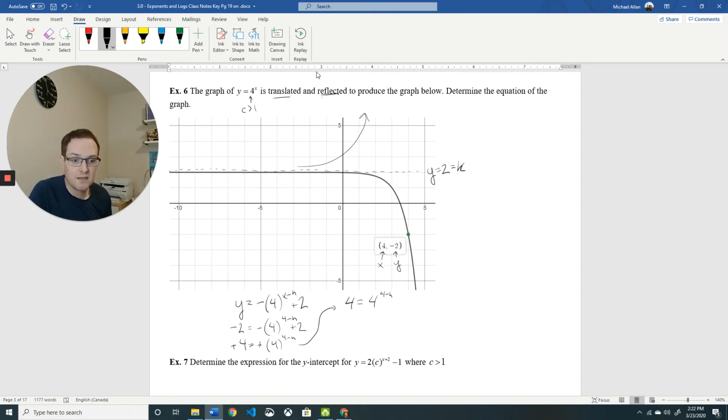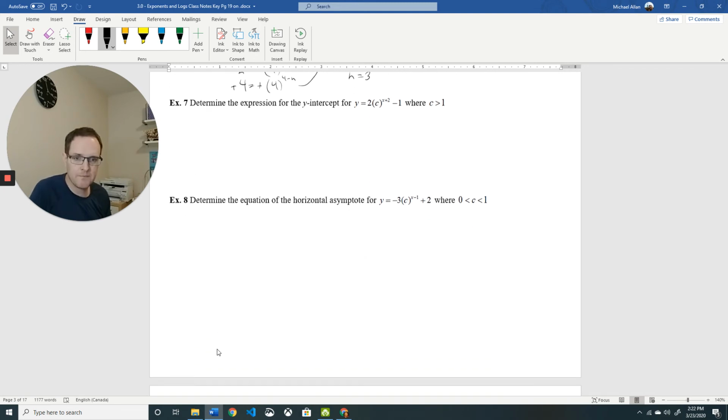Because they both have the same base, that means their exponents have to be the same. So the exponent on the 4 on the left side is a 1. So that means the exponent on the right side must also equal 1. So based on my math here, h is equal to 3. So my equation, I'm going to write this out again, negative 4 to the x minus 3, plus 2. That's my equation. Not bad? Pretty easy. All right.